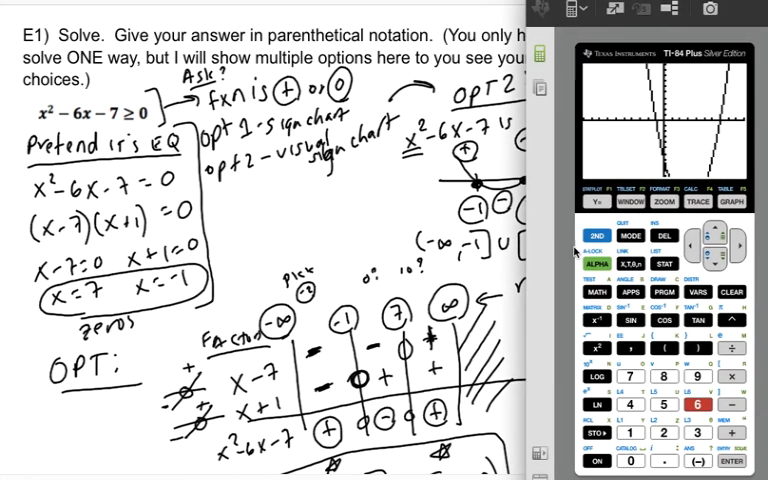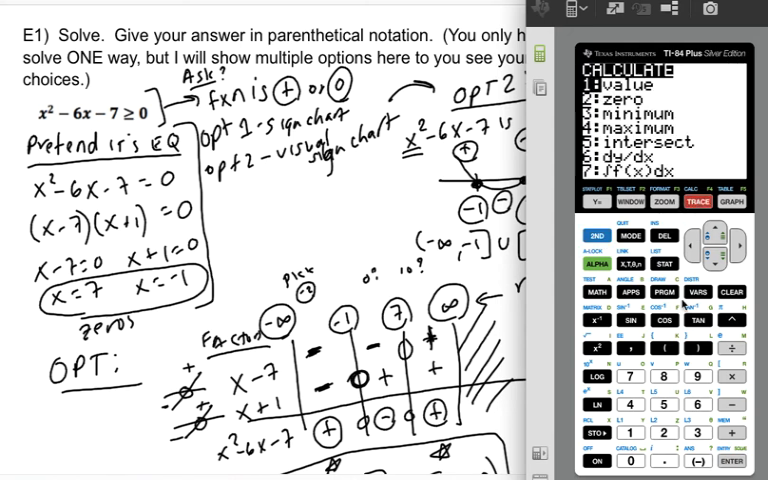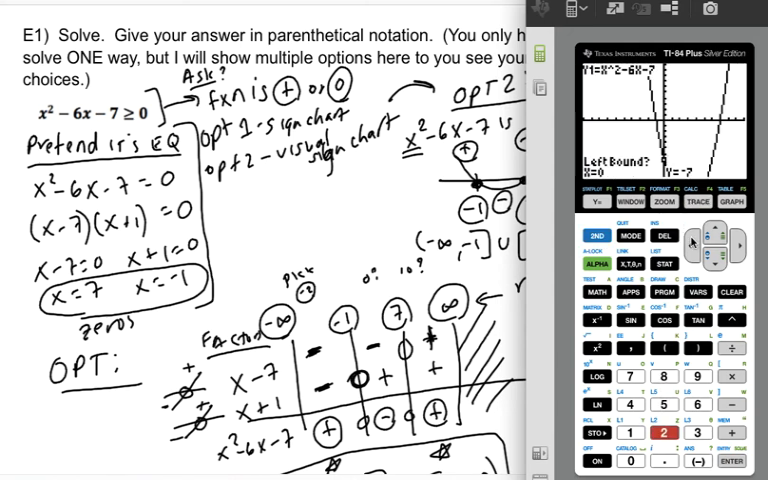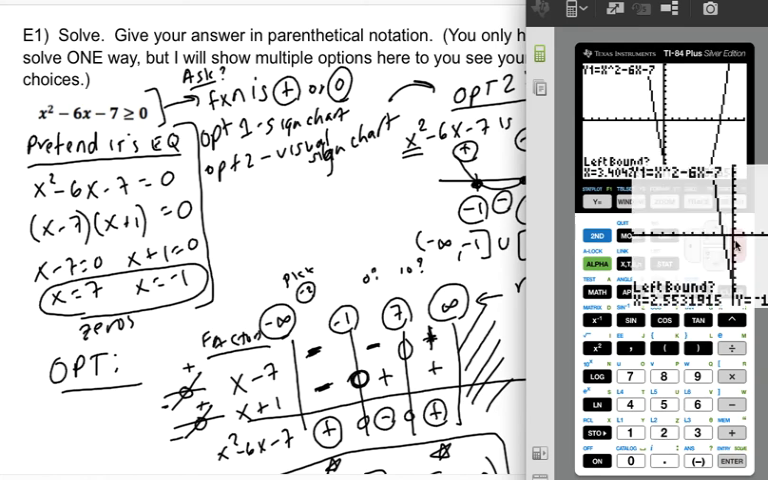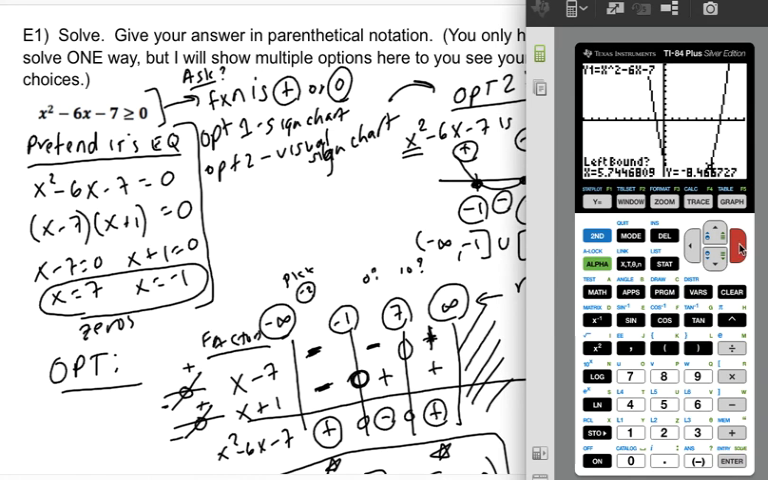If I did this, I could do second calc and pick 0. I'm going to scroll to the left of this 0 and hit enter, and then go to the right and hit enter. And there's my first one. And so I can see physically this graph is positive before negative 1, and then it's 0 at negative 1. And then I could do the same process again with second calc 0. I could scroll over till I get to what I know is going to be a 7 because I've already done the math. I scroll over to what I know is going to be a 7.